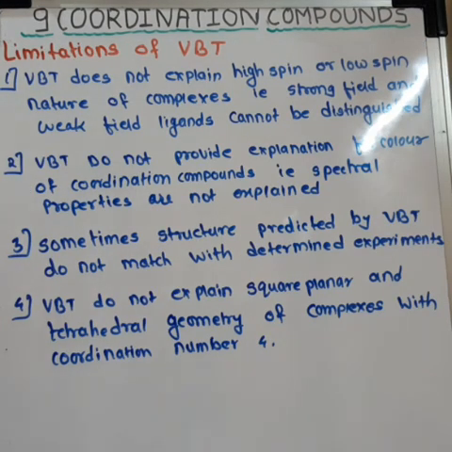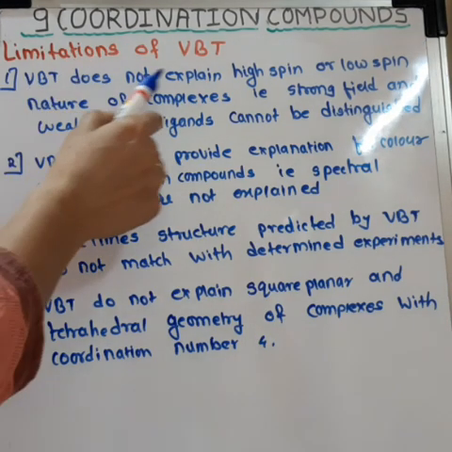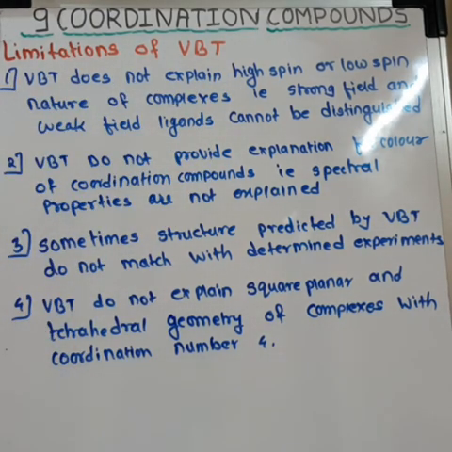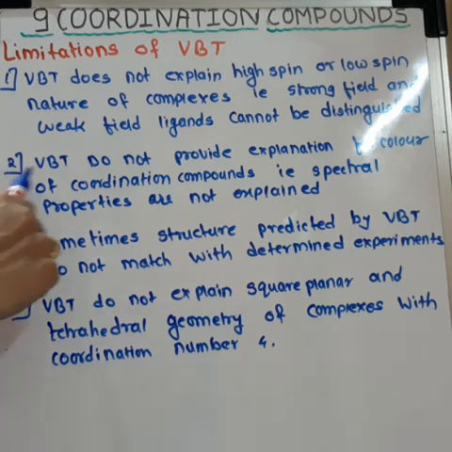Limitations of valence bond theory, that is VBT. VBT does not explain the high spin or low spin nature of complexes, that is, strong field and weak field ligands cannot be distinguished. That means the reason for complexes having high spin or low spin is not explained by VBT. Second, VBT does not provide an explanation for the color of coordination complexes, that is, spectral properties are not explained. It does not explain why coordination complexes have any specific color.